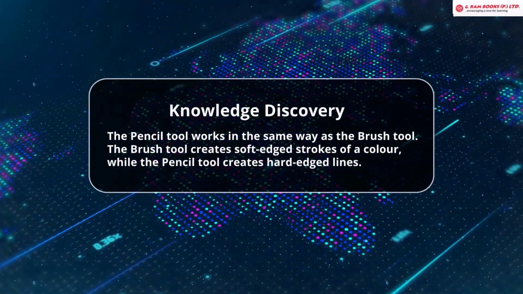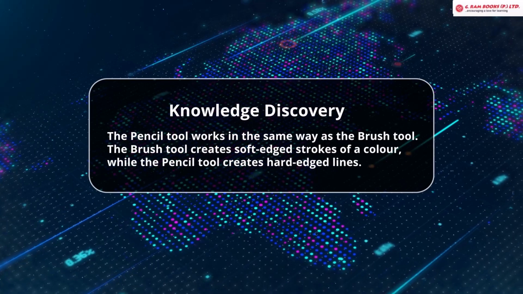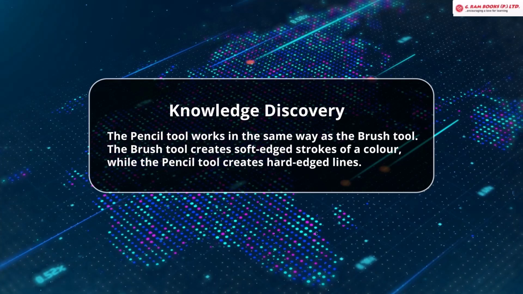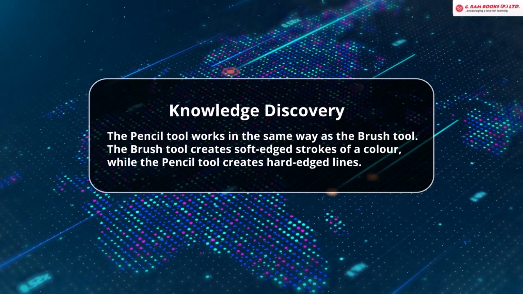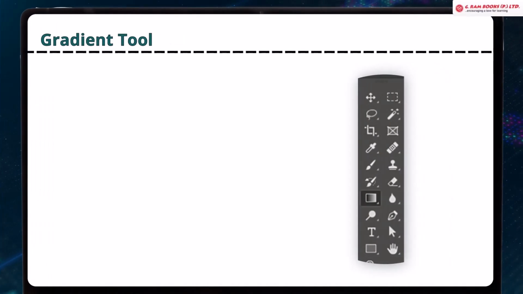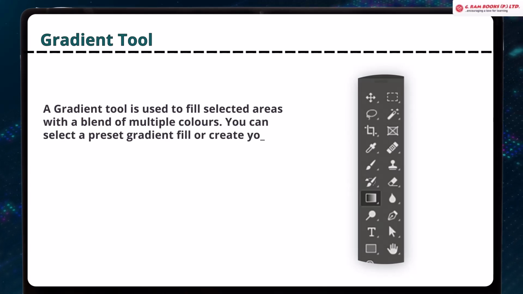Knowledge discovery. The Pencil tool works in the same way as the Brush tool. The Brush tool creates soft-edged strokes of a color, while the Pencil tool creates hard-edged lines. Gradient tool. A Gradient tool is used to fill selected areas with a blend of multiple colors. You can select a preset gradient fill or create your own gradient.